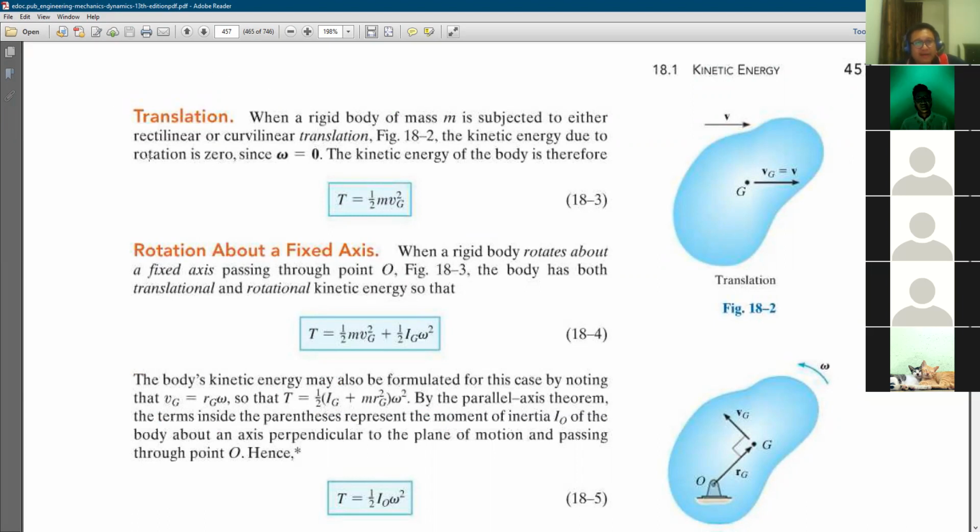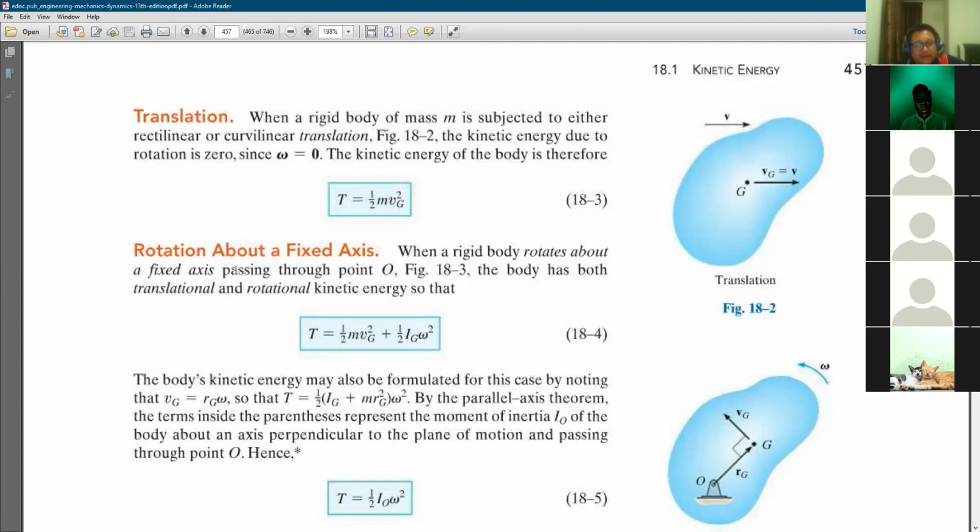On these particular topics, similarly to what we have covered earlier, we know that the kinetic energy is like this, right? So it is half mv square. G is to represent the center of mass.